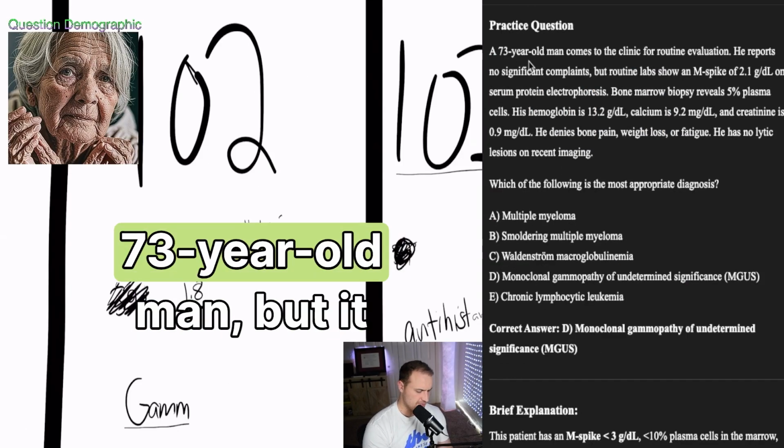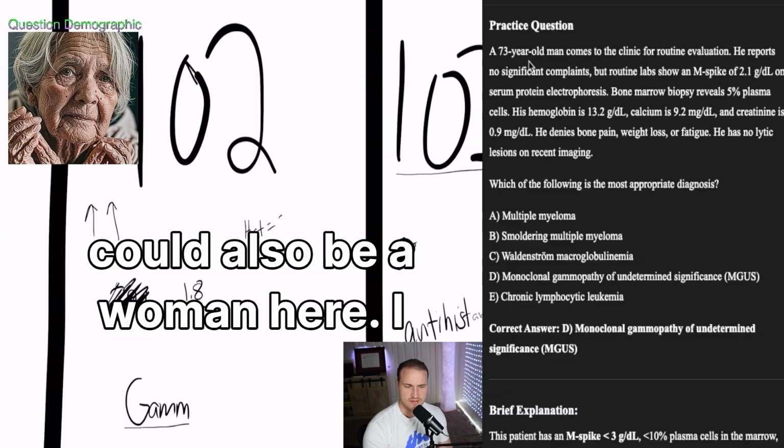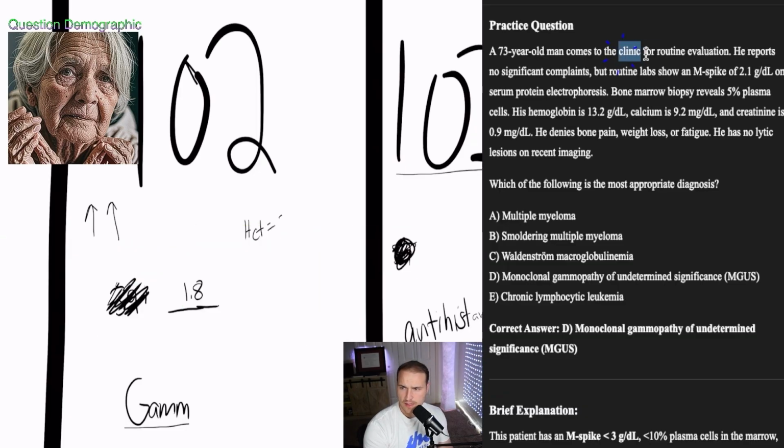All right, next we have a 73-year-old man, but it could also be a woman. Here I have that in my demographic photo. Coming for routine evaluation, reporting no significant complaints. Lab shows an M spike of 2.1 on serum protein electrophoresis. Bone marrow biopsy shows 5% plasma cells. His hemoglobin is 13.2, calcium 9, creatinine is 0.9. He denies bone pain, fatigue, and weight loss, and has no lytic lesions. Which of the following is the diagnosis?